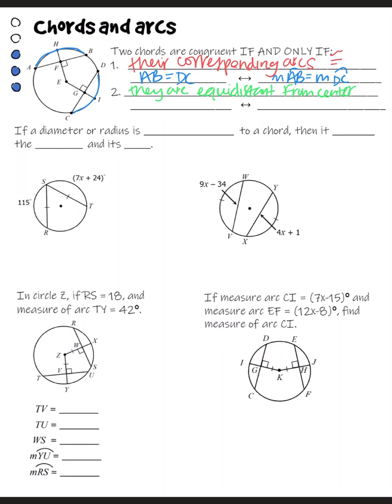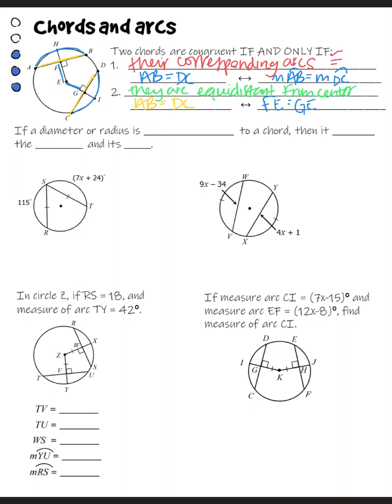So AB is going to equal DC. These are going to be congruent if FE equals EG.